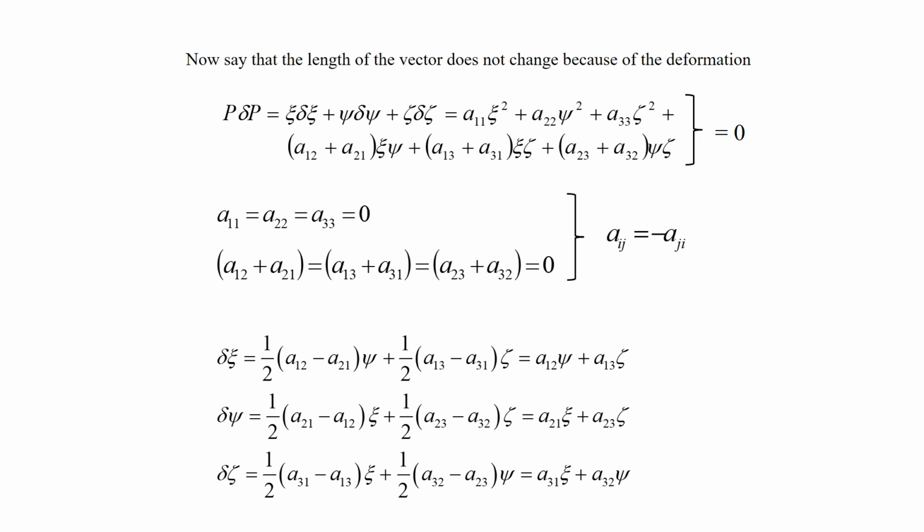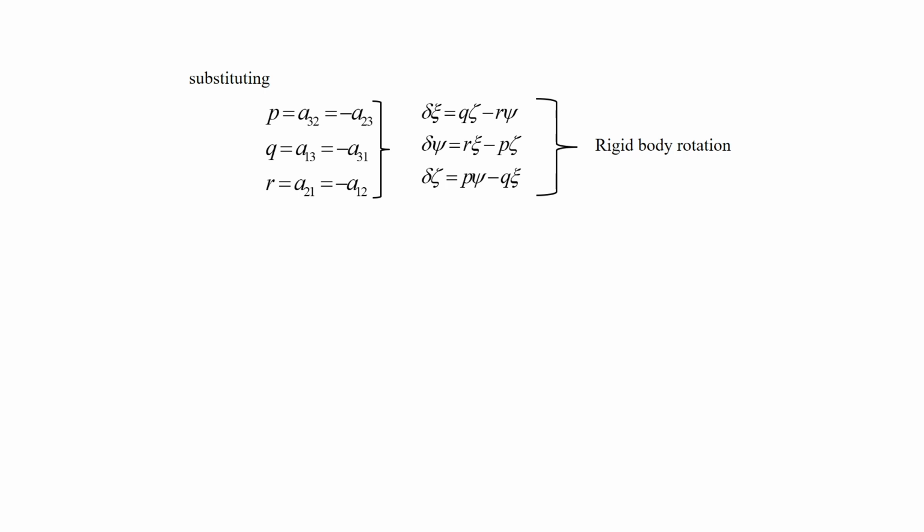Therefore, in the earlier expression for delta xi, delta psi and delta zeta, the terms a12 plus a21 are equal to 0. So, we are left with these terms, where a12 is equal to minus a21. Finally, it gives rise to these equations: delta xi is a12 psi plus a13 zeta, and delta psi is equal to a21 xi plus a23 zeta, like that. We can substitute something like this. So, that represents a32 is equal to minus a23.